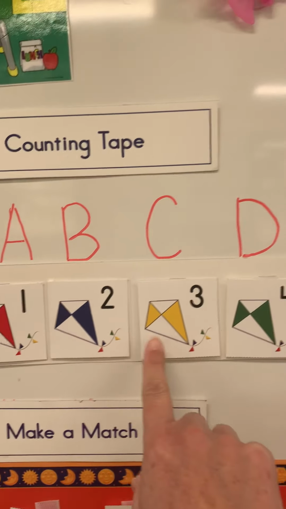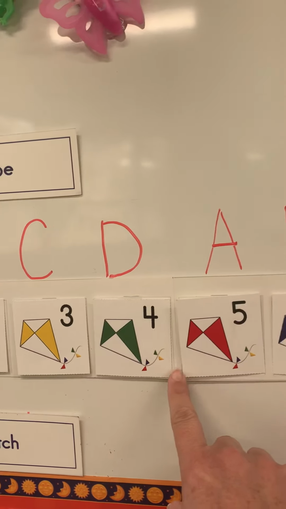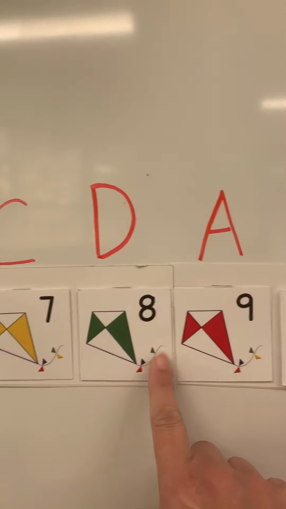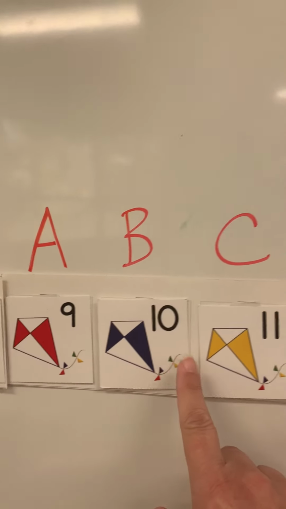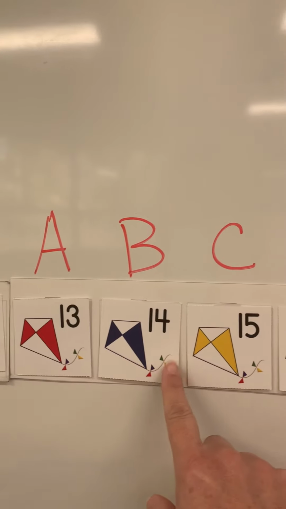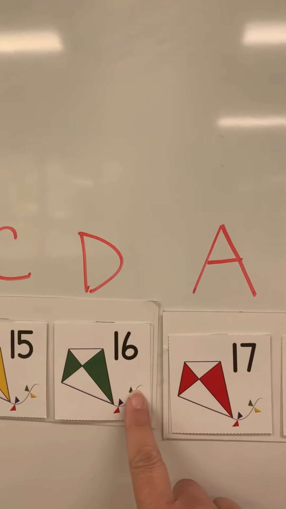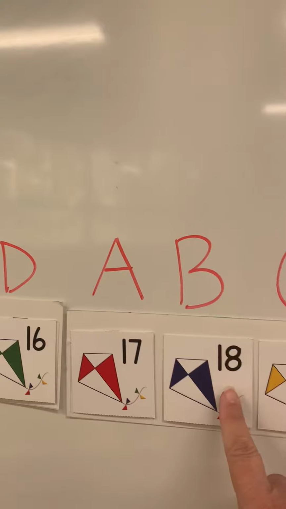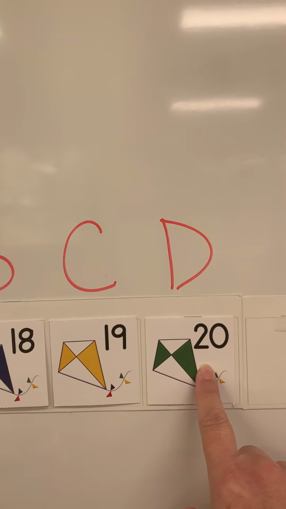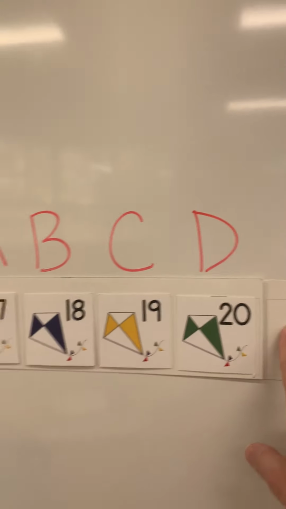1, 2, 3, 4, 5, 6, 7, 8, 9, 10, 11, 12, 13, 14, 15, 16, 17, 18, 19, 20, and we know that 21 is going to be next.